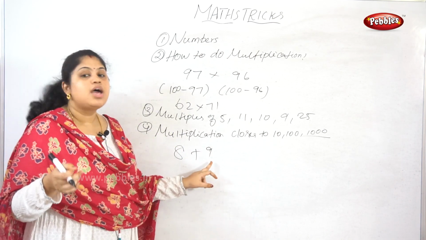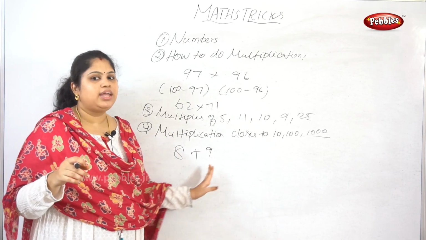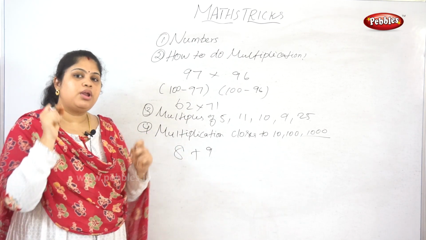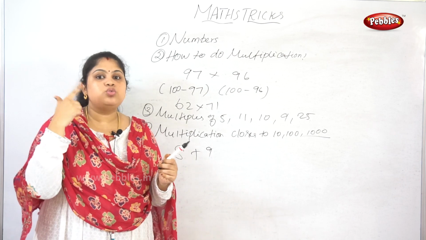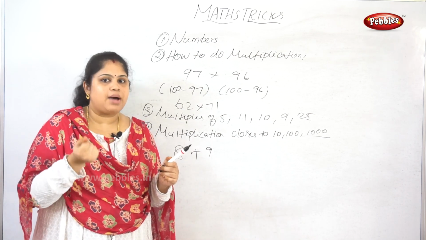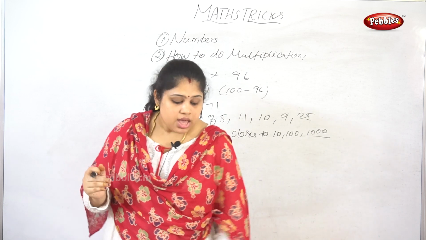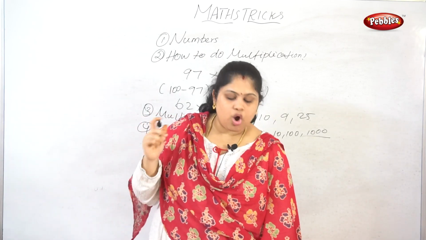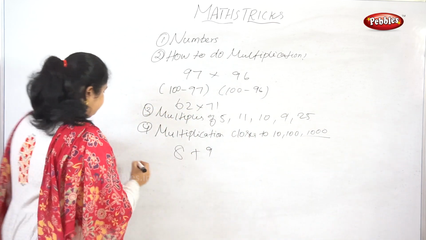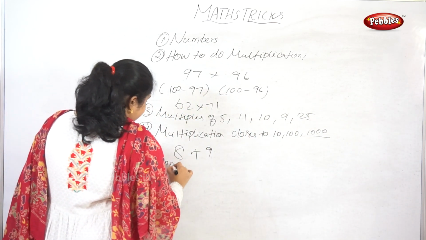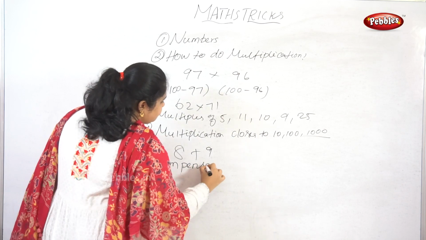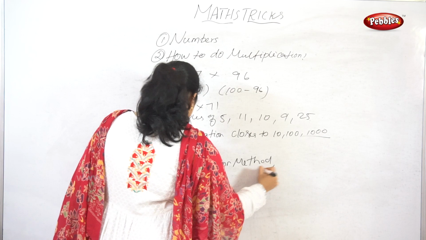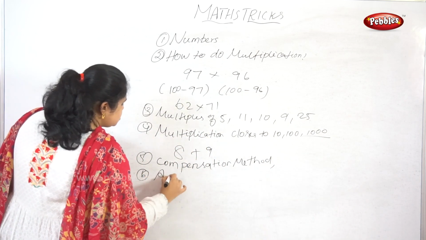What is the small trick? The 9 has the 8. So 8 and 8 are 16, 16 plus 1 is 17. So I have also taught how to calculate using your brain in a very quick manner. So we have seen additions and their tips and tricks. Okay, next we have seen the compensation method and addition tricks.